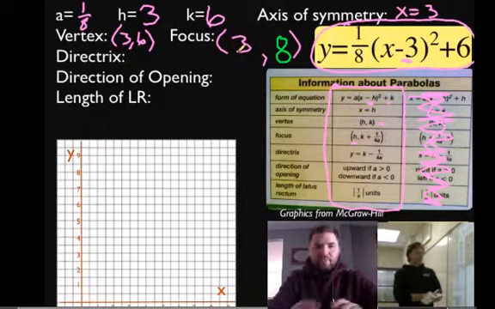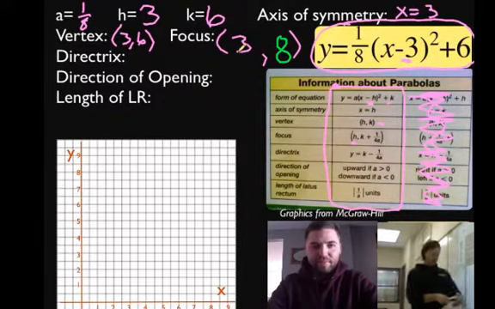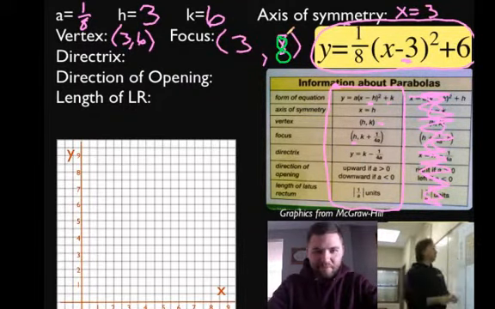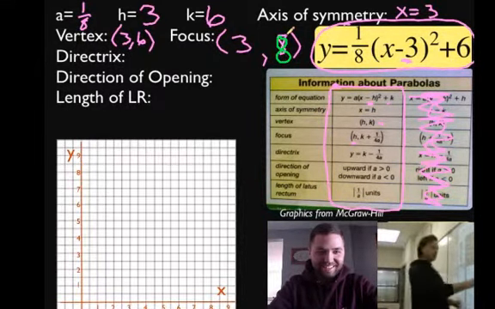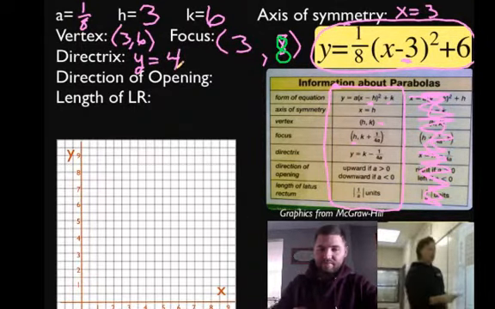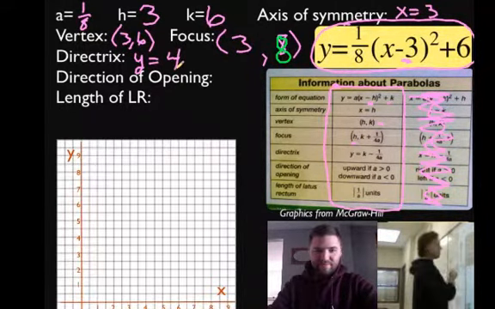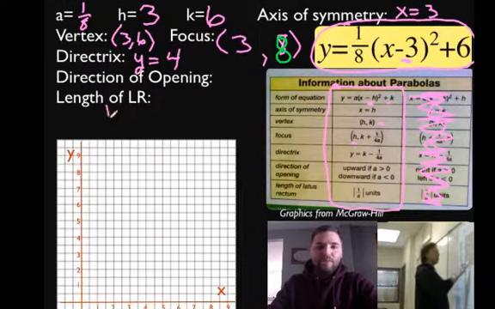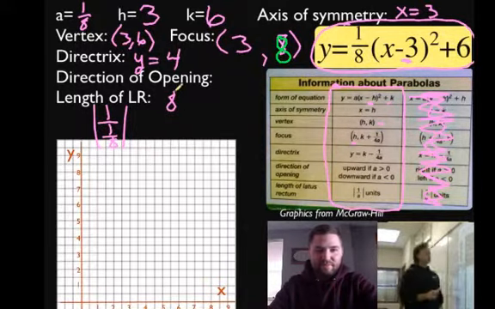Very cool. Okay, now the directrix is going to be k minus that number. So let's see, it's at y equals, and I think it was 6 minus 2, so that's at 4. Direction of the opening, which way? Yep, I agree. And the length of the LR is 1 divided by 1/8, absolute value, so that is 8.